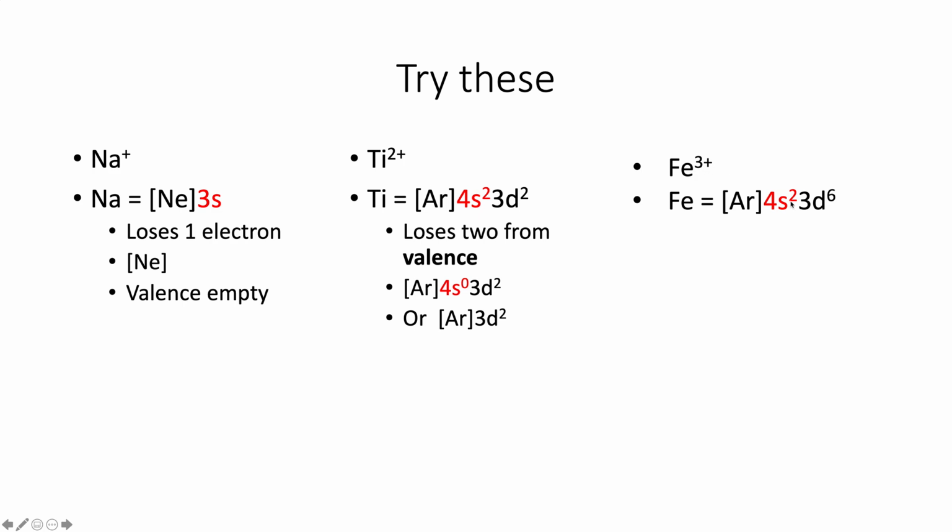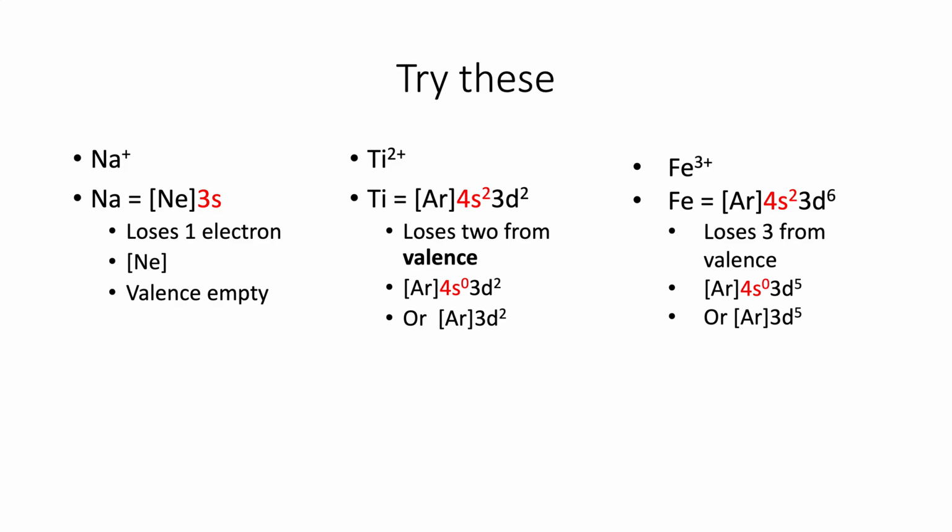Now it's going to lose 3. It's going to take them out of the 4S, but then the third one will come out of the 3D, because once the 4S is empty, the third energy level is the valence. So it loses 3. So it'll be 4S0, 3D5, or just 3D5. Right? So make sure you can write configurations.